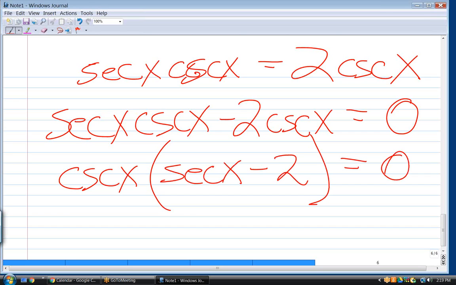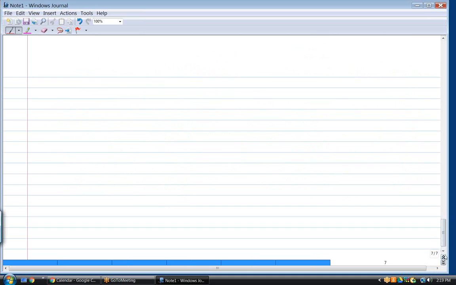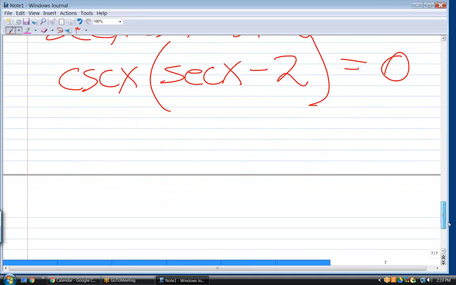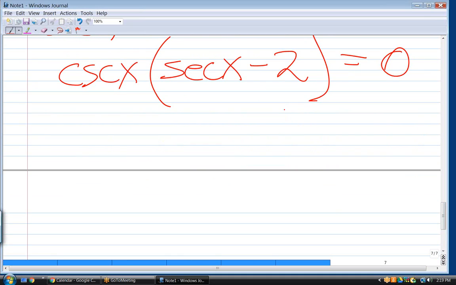You can't merely divide by cosecant x. Like I said, you just can't do that if there's a possibility that it can be 0. Okay, now I see. Now that you have it factored, what can I say? Okay, so cosecant x and secant x equals 0. So what does this mean? If cosecant x times this quantity equals 0, what two things can I say?